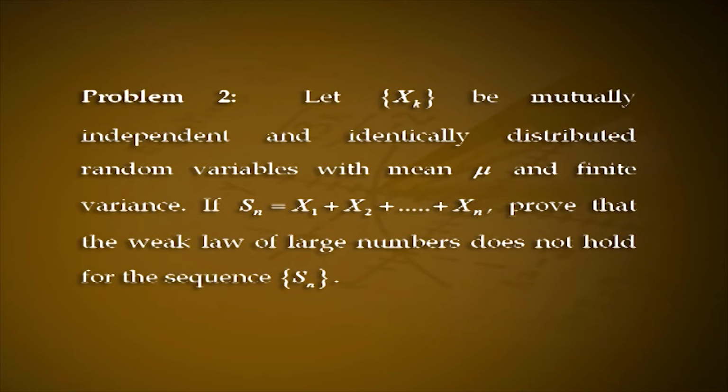If Sn equals X1 plus X2 etc. plus Xn, prove that the weak law of large numbers does not hold for the sequence Sn. Solution. We are considering the sequence Sn.